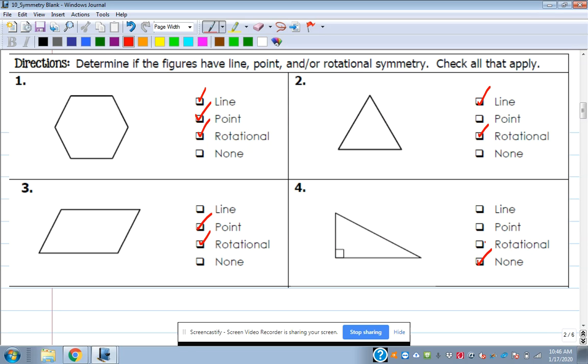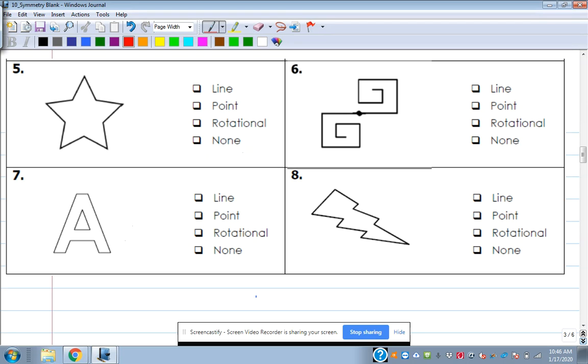What kind of right triangle would be line symmetric? What has to be the same on the right triangle for it to be symmetric? Yeah, those legs have to be equal. The sides of the right triangle have to be equal for it to be symmetric there. All right, number 5. It's long.